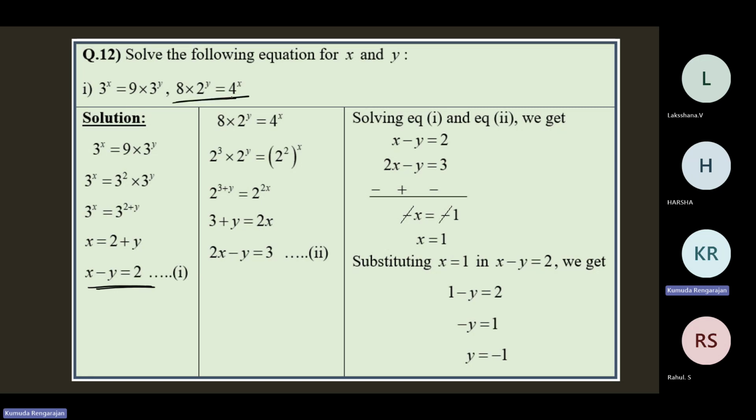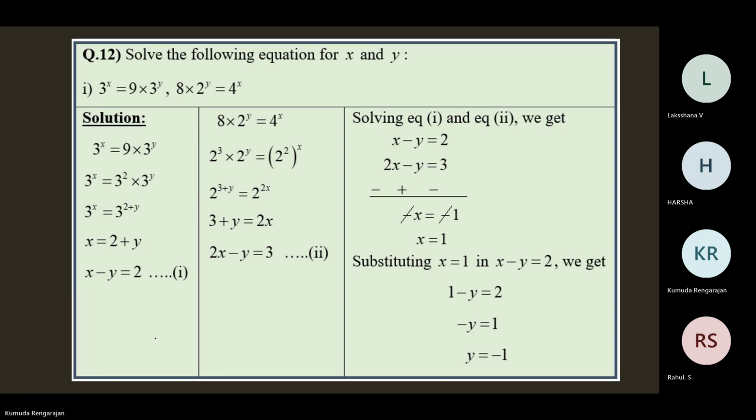Now take the second equation given to you, this one. Now 8 is 2 cubed, 2 to the power y, and 4 is 2 squared, to the power x. So here bases are the same, multiplication, add the powers, 2 to the power 3 plus y. Here multiply, 2 into x, 2x. Now on either side, bases are the same, so equate the powers. So 3 plus y is equal to 2x. Bases are the same, so ignore the bases. Equate the powers. 3 plus y is equal to 2x.